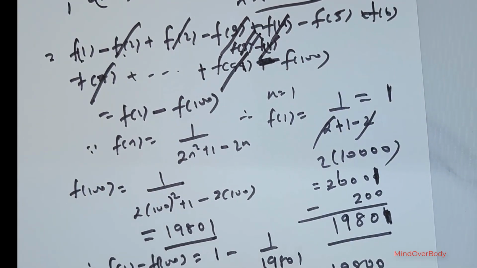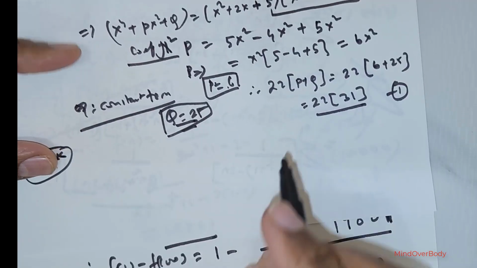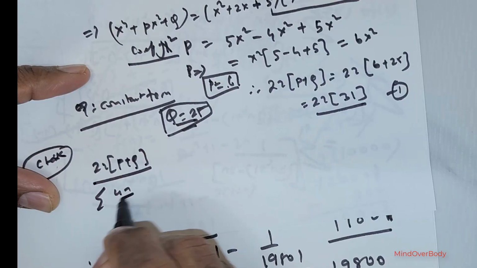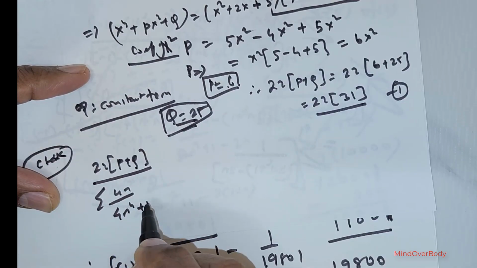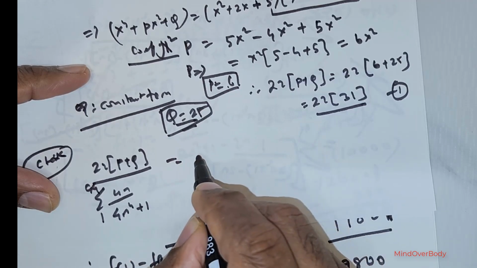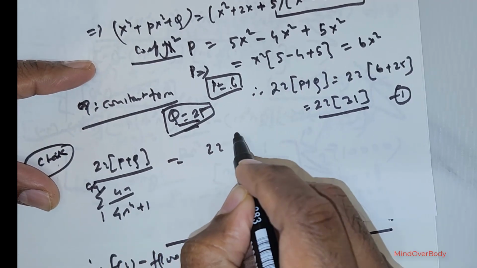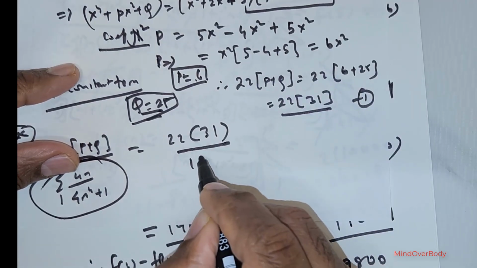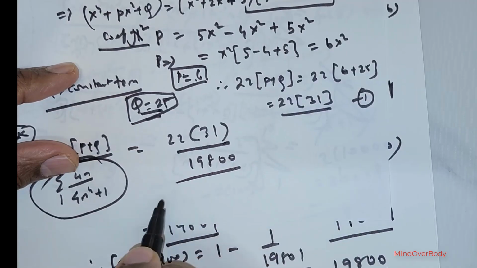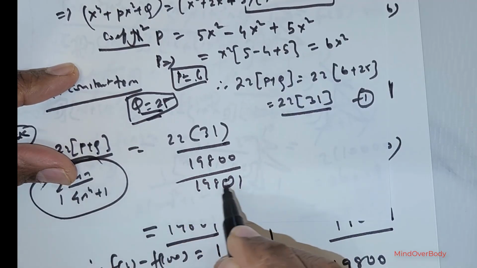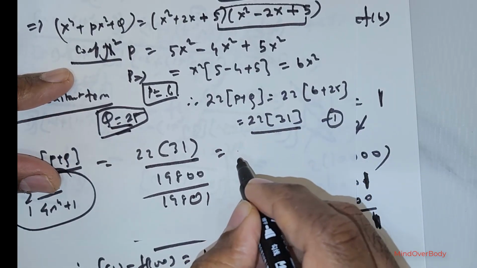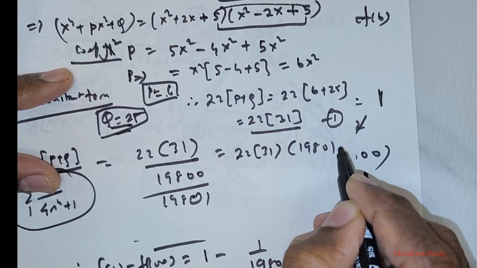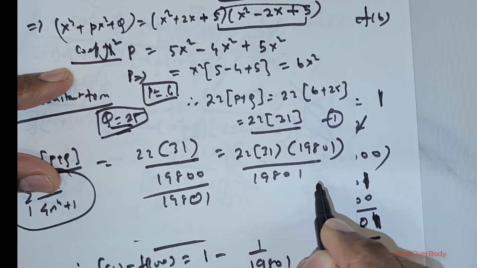Now the time comes to substitute the values. So we've got 22 times (p positive q) divided by the sigma of 4n divided by (4n to the power of 4 positive 1), from 1 to 99. Now this is nothing but 22 over 31 divided by this quantity. This quantity is 19800 divided by 19801. So you flip this quantity, you get 22 times 31 multiplied with 19801 divided by 19800.